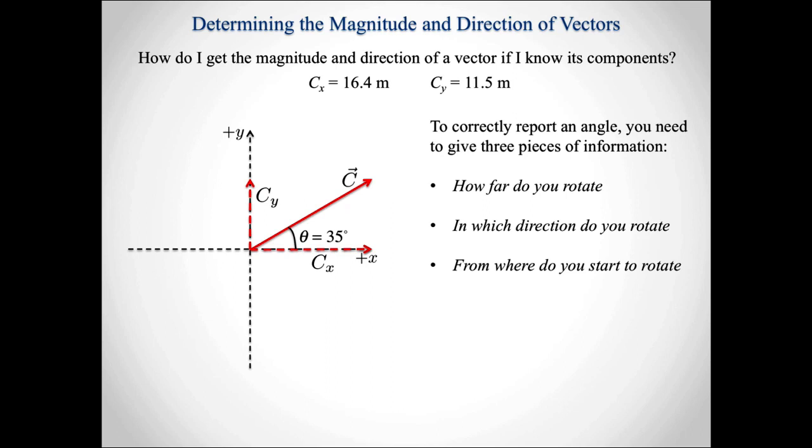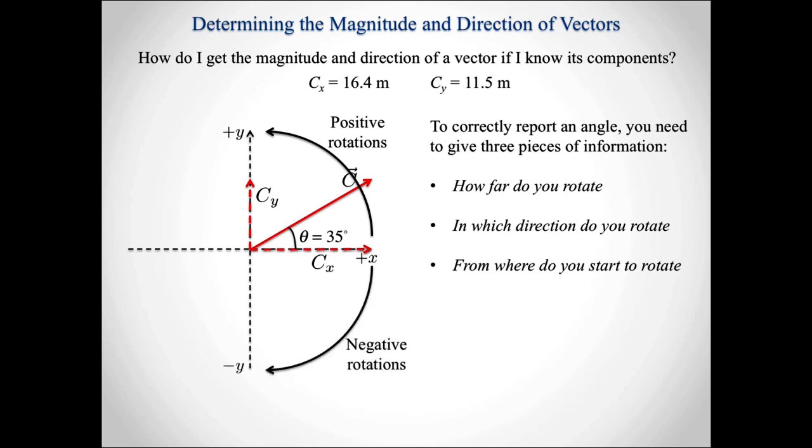So in this case, how far you rotate, that's the 35 degrees. In which direction do you rotate? Well, that's again related to where I'm starting to rotate from. But the one thing that we'll point out is, if you think about starting at the positive x-axis and you rotate towards positive y, that's defined as a positive rotation. If, on the other hand, you start at the positive x-axis and rotate towards negative y, those are negative rotations.